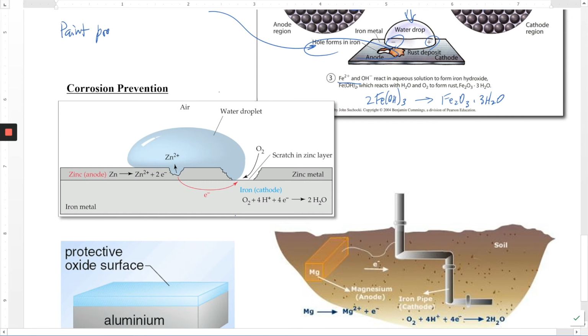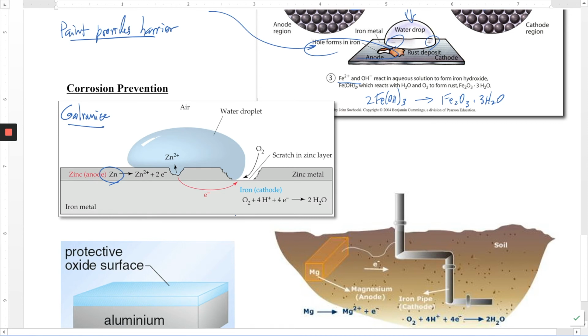Now, paint on a surface provides a barrier, but it doesn't protect the surface. And as you probably have noticed, anything that gets painted, if there's a scratch in the paint, then rust can form underneath the scratch because the protection has been breached. However, if you galvanize the steel, galvanized steel is putting a layer of zinc on top of the steel.